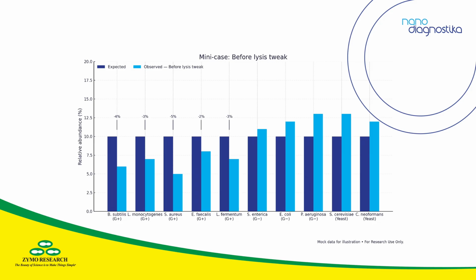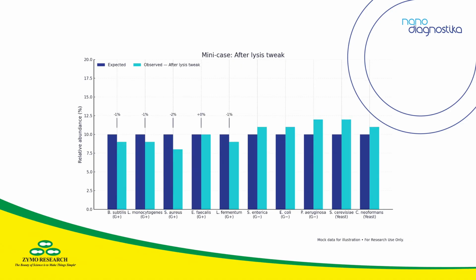A quick example. One group kept undercalling high GC gram-positive taxa. The whole cell standard flagged the extraction step. They adjusted lysis time and detergent, then repeated the run. The follow-up chart lined up much closer with the expected mix. Not perfect, but clearly better, and the improvement carried into their main dataset.